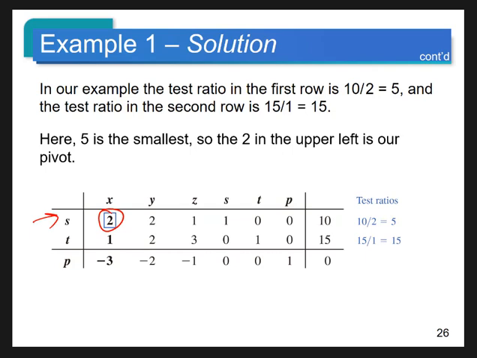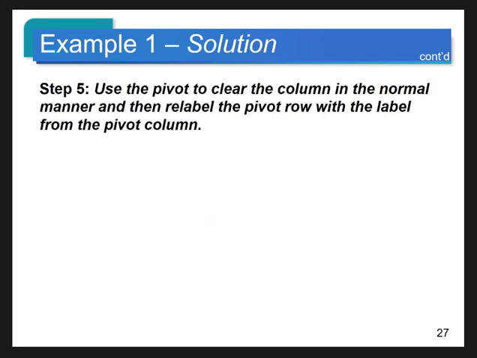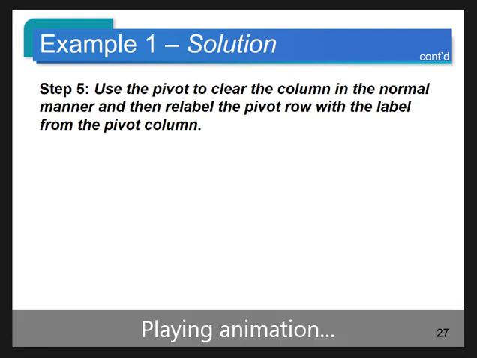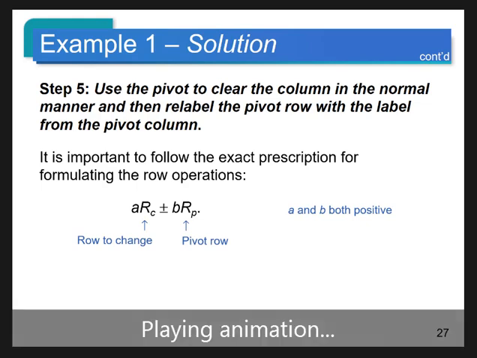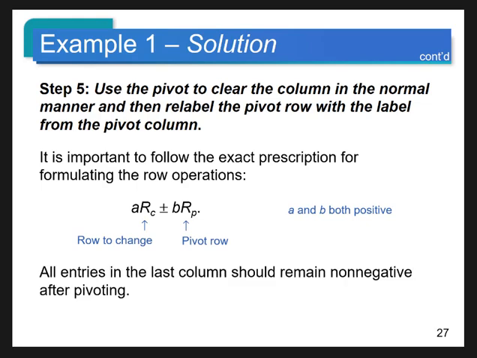Now, what choosing that pivot means is we're going to use it to eliminate these other values in that column. We want to make those values go away. To do that, we're going to use our standard matrix operations: multiplying one row by a value, multiplying another row by a value, and then combining them to replace one of the rows. Again, all entries in the last column should remain non-negative. So the column on the very end here should all be positive values or zeros.